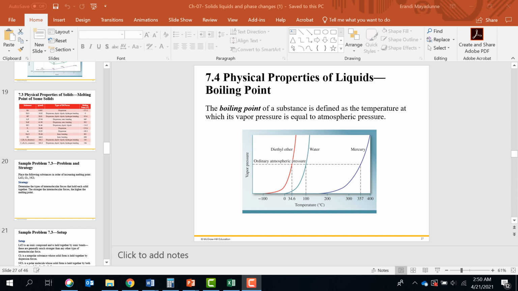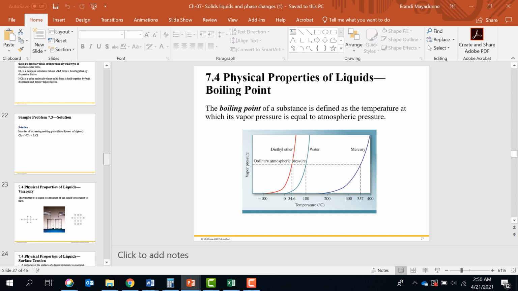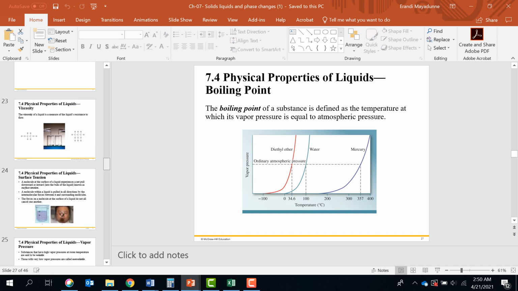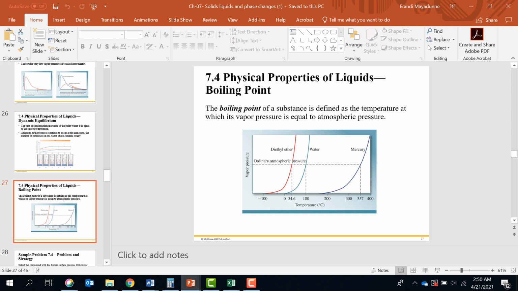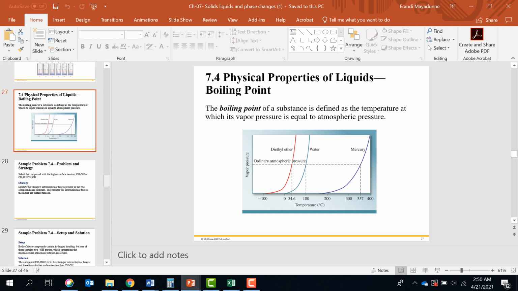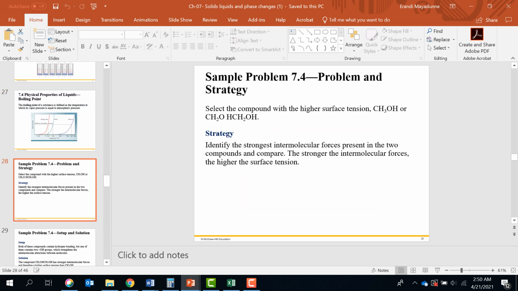Hi, this is part 2 of chapter 7. We started discussing the physical properties of liquids, including viscosity, surface tension, vapor pressure, and the dynamic equilibrium, and also the boiling point where the water or the liquid boils.